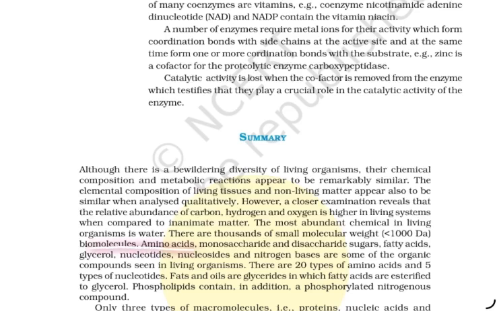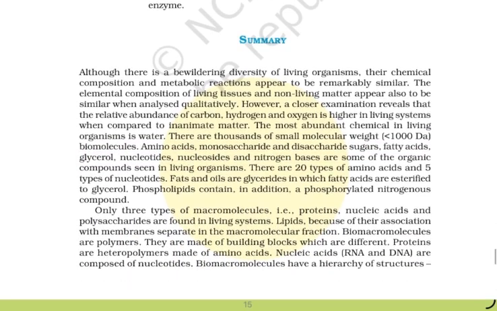The biomolecules, amino acids, monosaccharides and disaccharides, sugars, fatty acids, glycerol, nucleotides, nucleosides, and nitrogen bases are some of the organic compounds seen in living organisms. There are 20 types of amino acids and 5 types of nucleotides. Fats and oils are glycerides, in which fatty acids are esterified with glycerol. Phospholipids contain, in addition, a phosphorylated nitrogenous compound. Only 3 types of macromolecules, proteins, nucleic acids, and polysaccharides, are found in the living system.